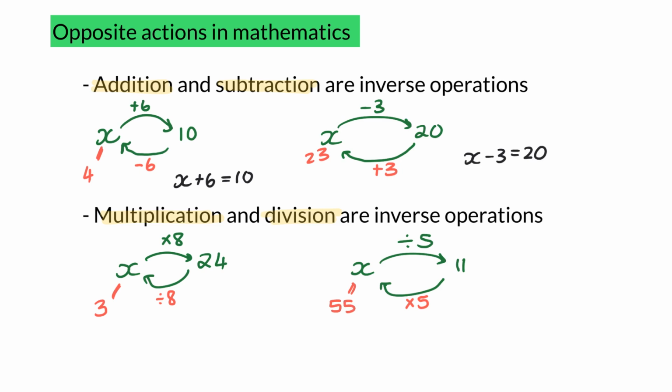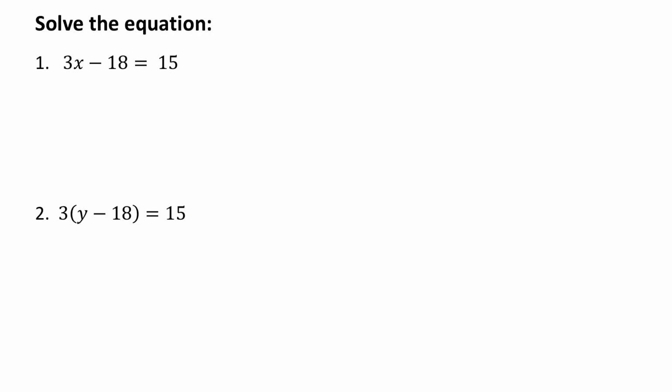If I want to write out the equations for these, I'm saying 8 times x, and the way we write that is 8x is equal to 24. Or x divided by 5 is 11, and the way we write that for algebra is x divided by 5 as a fraction is equal to 11. Let's look at solving some equations. In this video, I'm going to solve equations using arrow diagrams as my tool. In the next video, I'm going to show you how to solve equations working purely algebraically. So let's start with these examples.